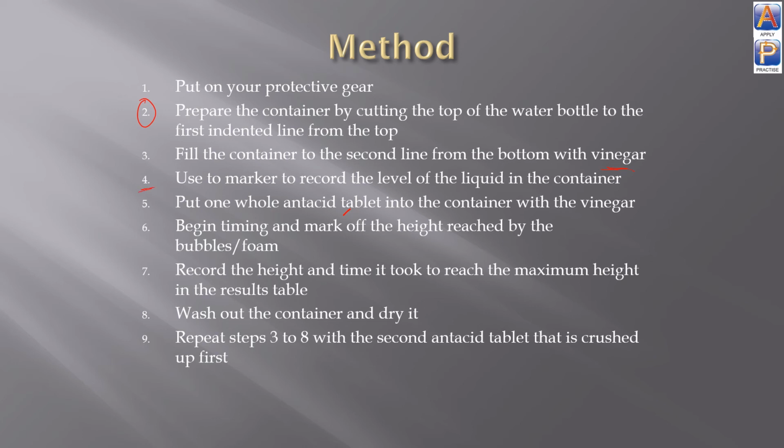You want to record the level that your vinegar's at, put in an antacid tablet, and then start timing. And what you want to do is mark off how high up it's going to foam. Because if you've got your Coke bottle like this, for example, you have your vinegar up to there, so there's your vinegar. You get your antacid tablet and drop it in, and what it's going to do is start foaming up. So it'll foam up the bottle, and that's the reaction, the neutralisation reaction of your antacid and your vinegar.